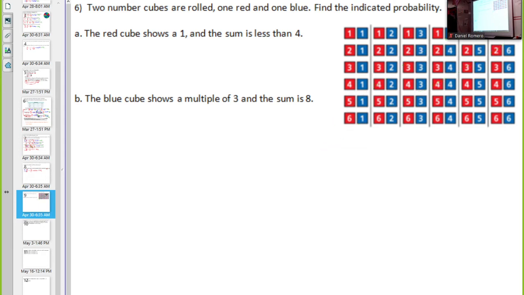So the 2 number cubes are rolled. 1 is red and 1 is blue. Find the indicated probability that the red cube shows a 1 and that the sum is less than 4. Oh, they're going to make me count each one then. All right.